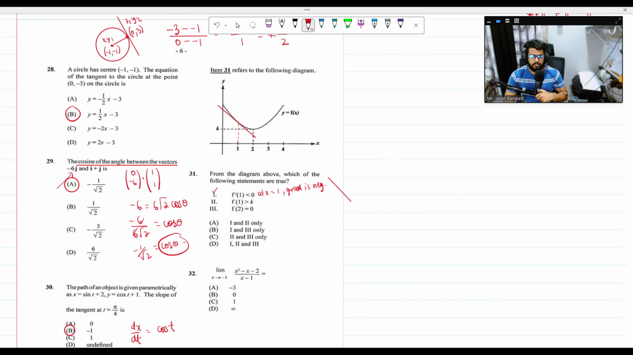Let's check and see the second one. The function at 1, f of 1 is greater than k. So this is 1, f of 1 here. This indeed is greater than k. So 2 as well is true. f of 2 is equal to 0. f of 2 is equal to k. So 3 can be right. So 1 and 2 only are my answers.